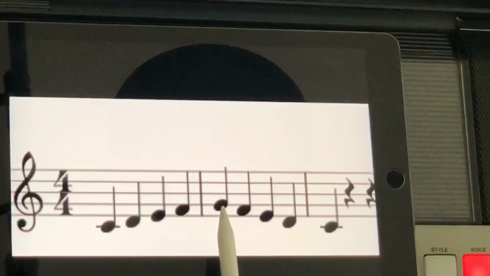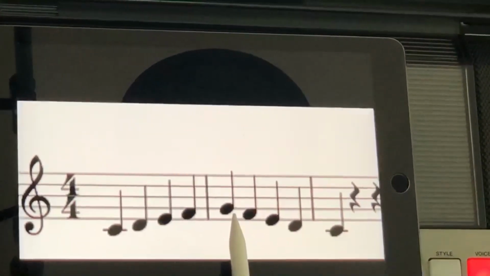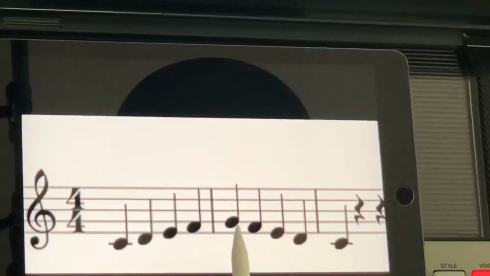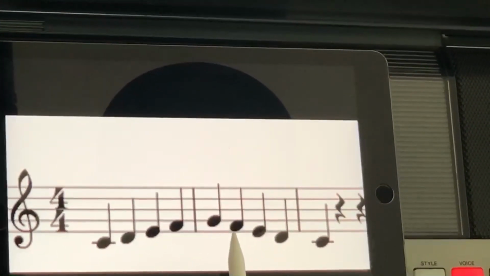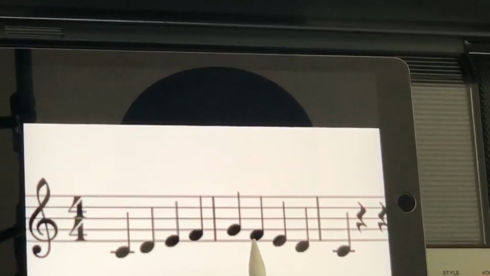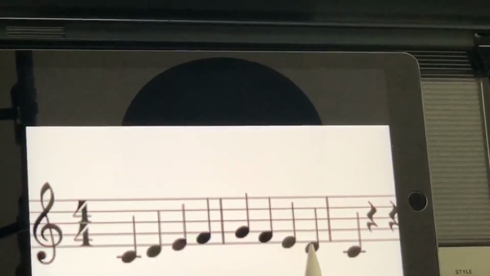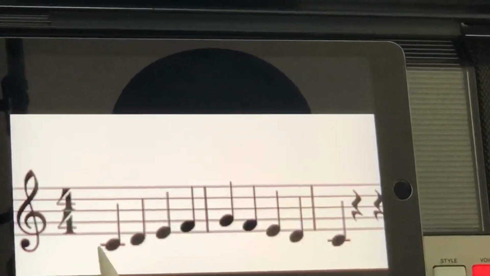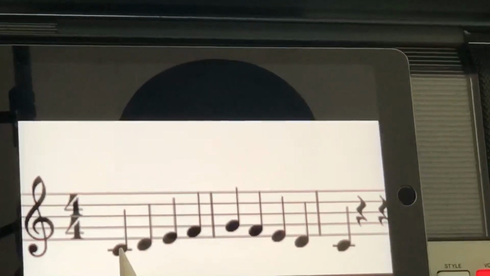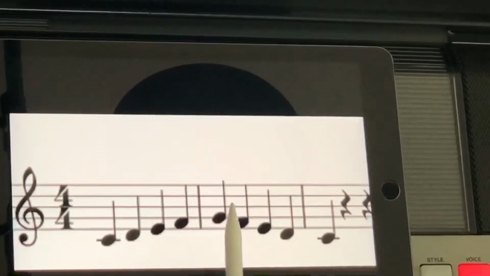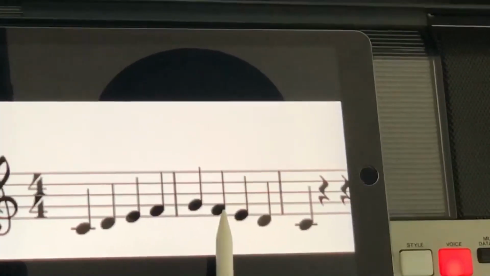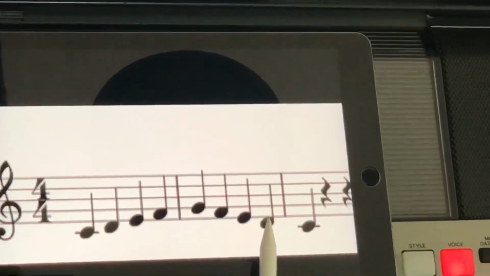So once we reach G, you can see that the notes are going back down, and we can count back down from G. Behind G, there's an F. So this is G, F. And then behind F, there's an E. G, F, E, D, C. So these notes are C, D, E, F, G, F, E, D, C.